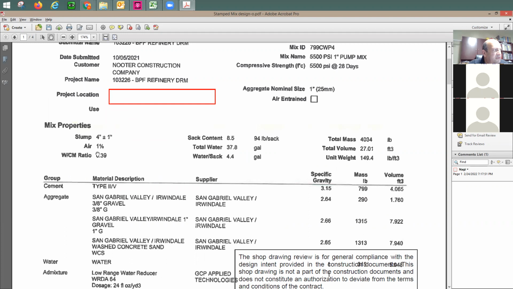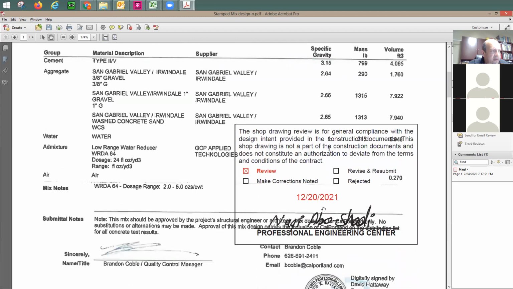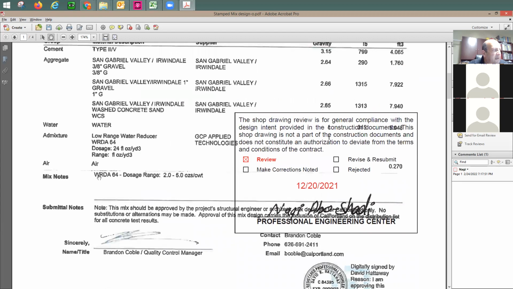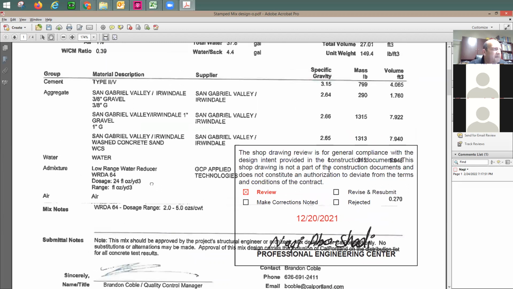Look at all of this information. Amount of cement, total mass. And then what I do here, I sign and stamp that I have reviewed it. You see this with my stamp. And this is a stamp of the engineer who prepared the concrete mix. Some of the additives, like this WRDA 64, are going to be good for workability. So I know that they're going to be adding it.